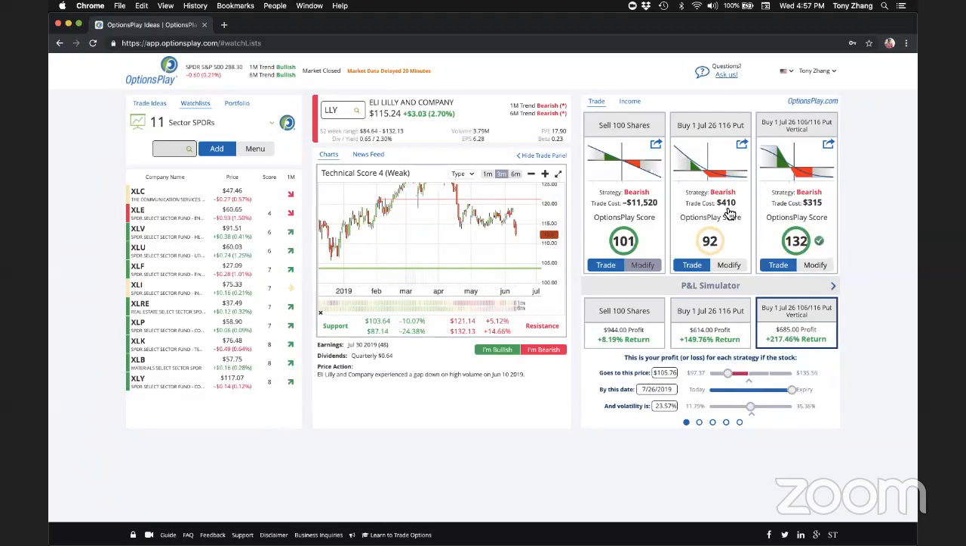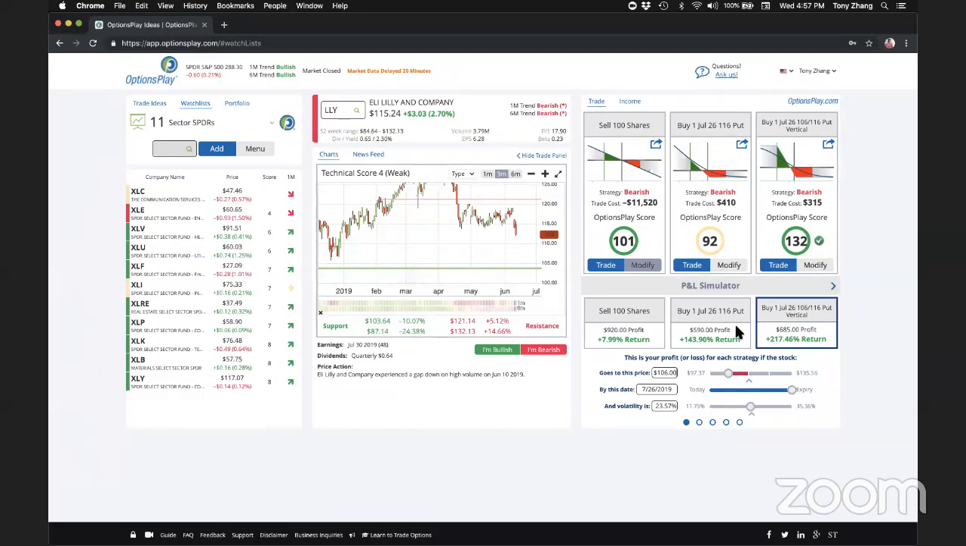So instead of paying $4.10 for a put, I'm paying only $3.15. So I'm collecting 95 cents, almost $100. And let's see what happens if the stock does decline to that 106 level. As you can see, if it declines to 106, if I shorted the stock, I make a 7 or 8% return. If I bought the put, 143% return.